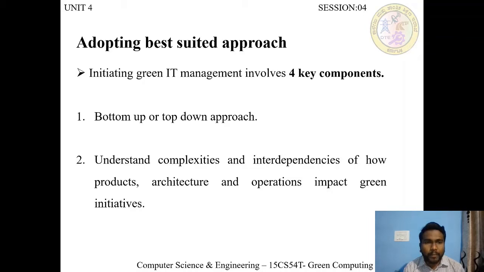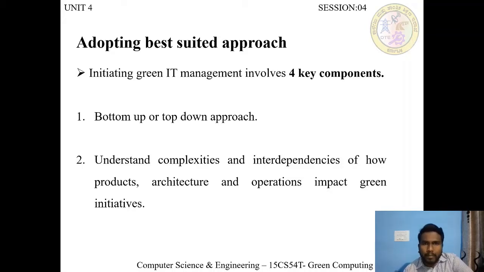In these four key components, the first important component is choosing the best approach, that is bottom up approach or top down approach. So there are two popular approaches towards implementation of green IT. First one we will take is bottom up approach. Bottom up approach means the approach from the bottom of the hierarchy. Hierarchy means there is a tree like structure. At the bottom of the hierarchy there will be workers or employees. Above them there will be team leaders, above them managers, above them directors, CEOs, and above them all there will be investors.